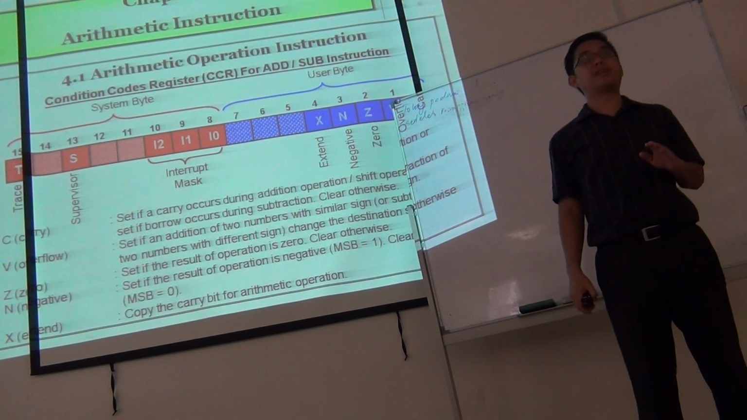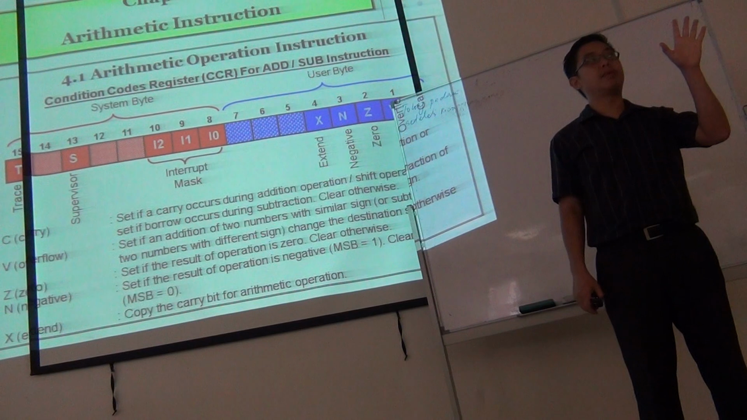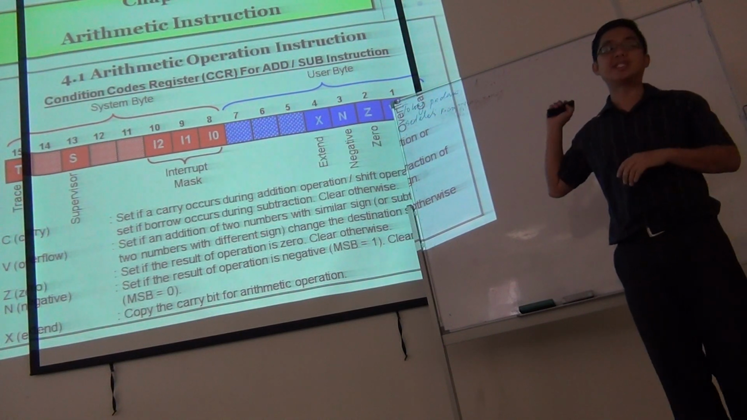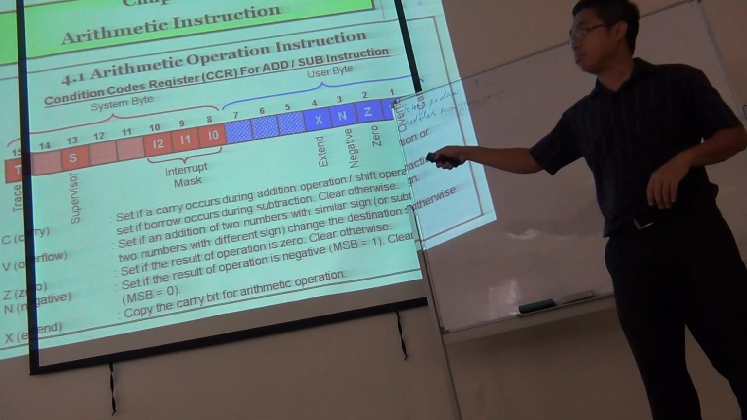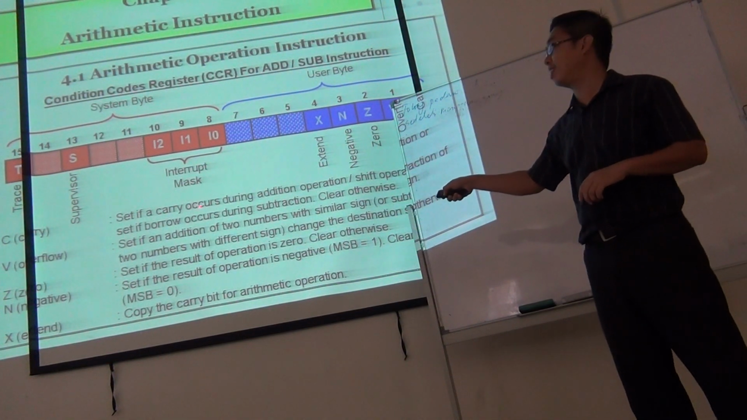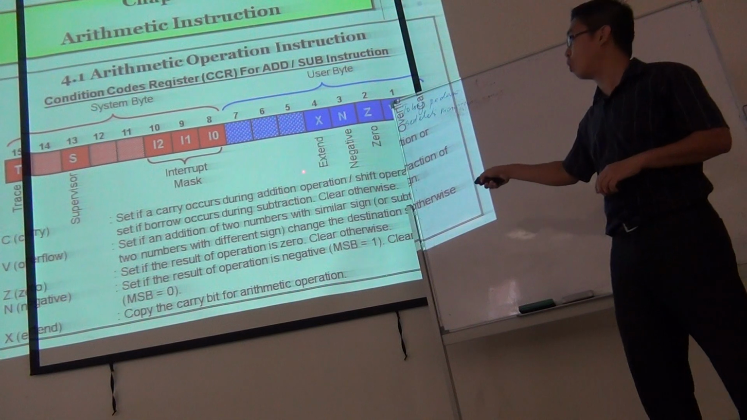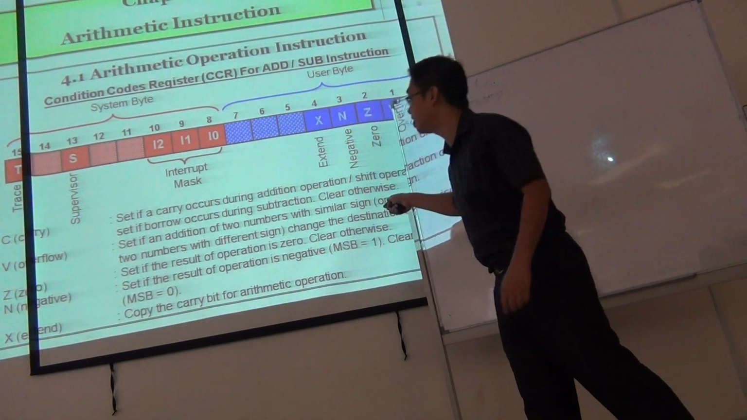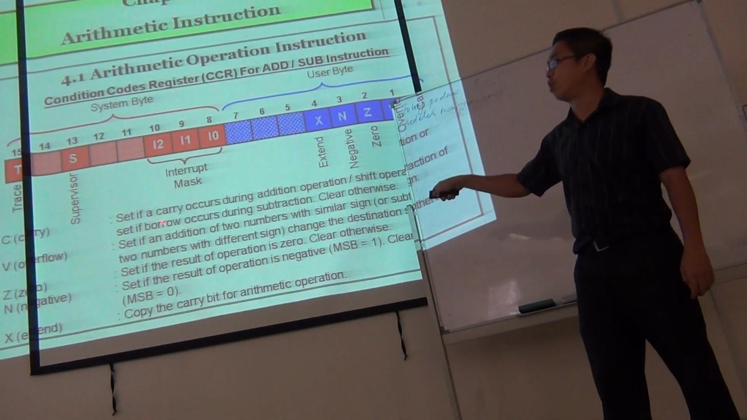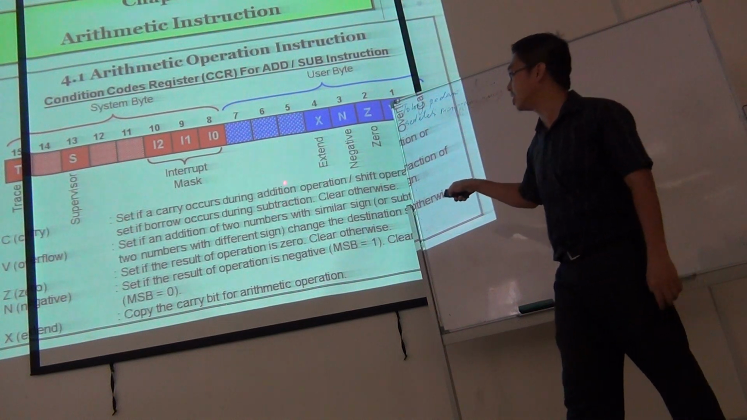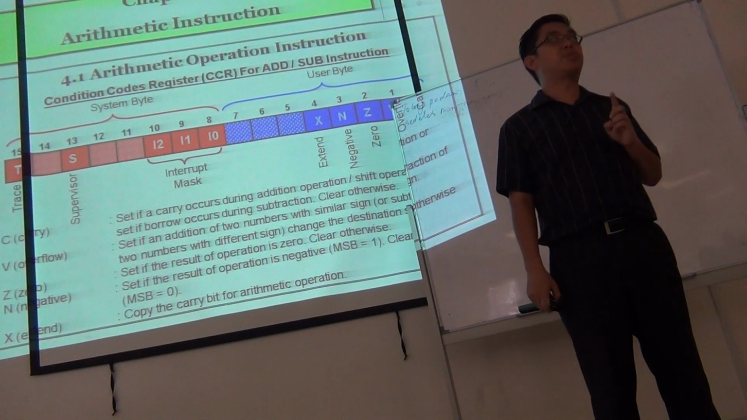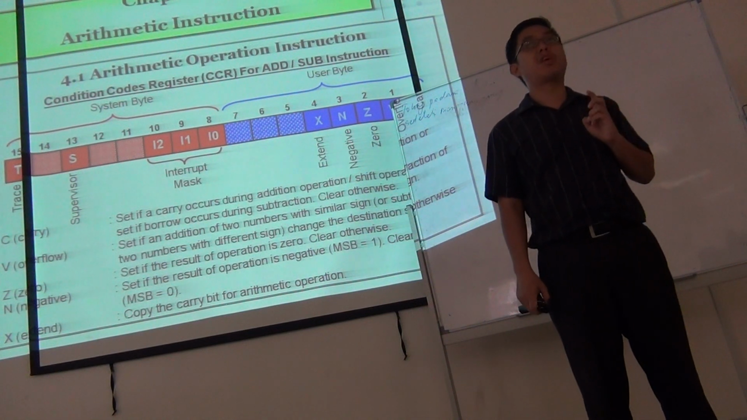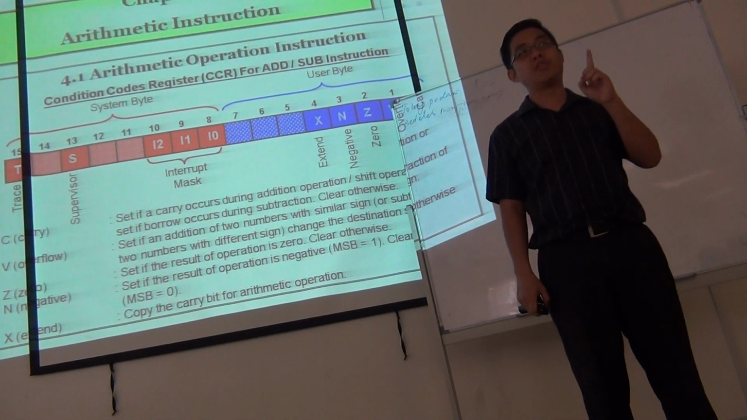All of them have their own functions. So 5 of them. Let's go for the first one here, C. What does it mean? C is set if a carry occurs during an addition operation or shift operation. It is set if a borrow occurs during subtraction, clear otherwise. The term set, for electronics, means equivalent to 1.